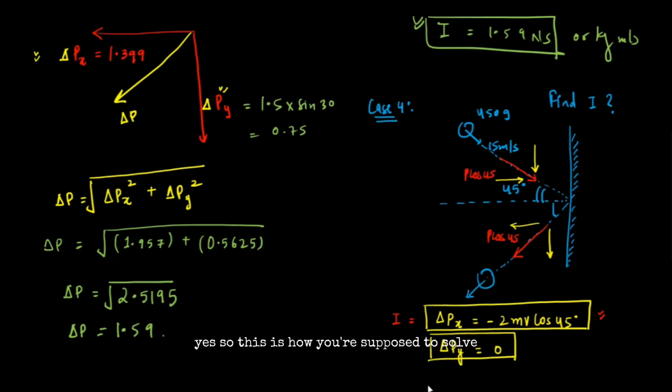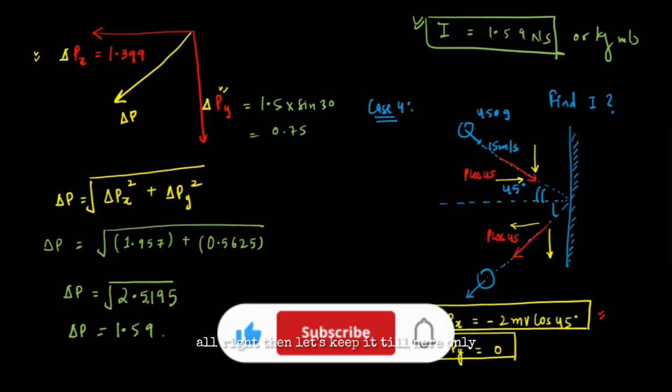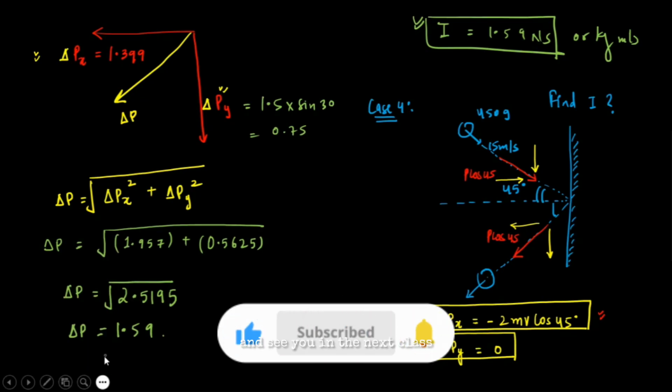Yes. So this is how you're supposed to solve these particular types of problems based on impulse, and that is all that you need to learn. Just go through the textbook and see some problems, and make sure you try as many as you can. If you find any difficulty in any problem, just let me know. Although I believe that most of them must revolve around this particular concept, so you need to understand how you should be applying this thing. All right, then let's keep it till here only, and see you in the next class.